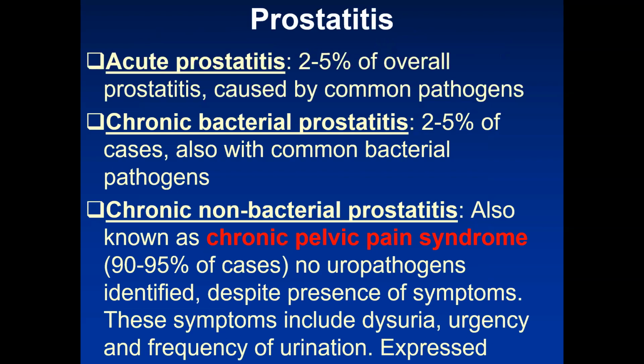All right, now prostatitis. As opposed to a lot of other organs, you will see that the acute form of the disease is in the minority, up to around 5%. Even the chronic bacterial form of the disease is also a small minority, about another 5%. The majority of cases will be the cases that will make you scratch your head. What is happening in this patient?